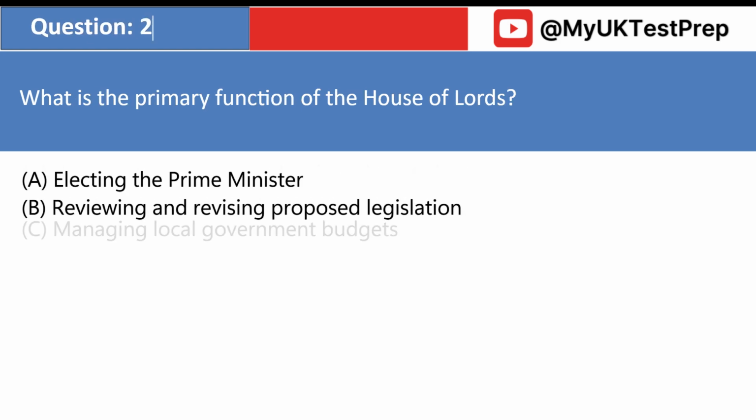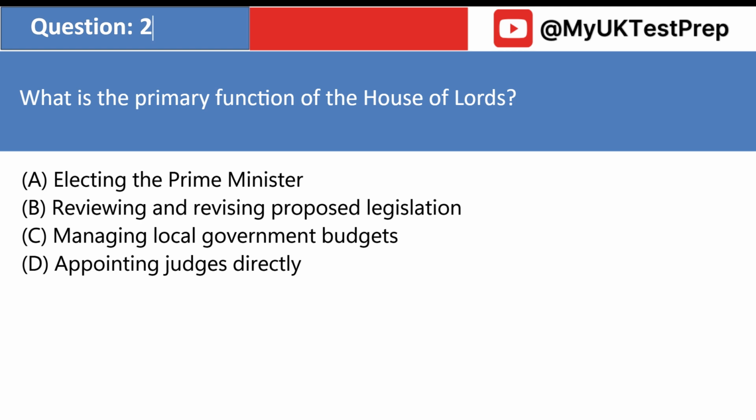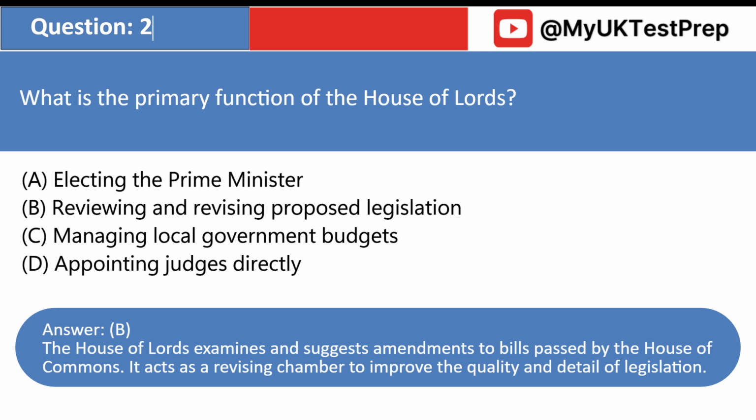What is the primary function of the House of Lords? A. Electing the Prime Minister. B. Reviewing and revising proposed legislation. C. Managing local government budgets. D. Appointing judges directly. Answer: B. The House of Lords examines and suggests amendments to bills passed by the House of Commons. It acts as a revising chamber to improve the quality and detail of legislation.